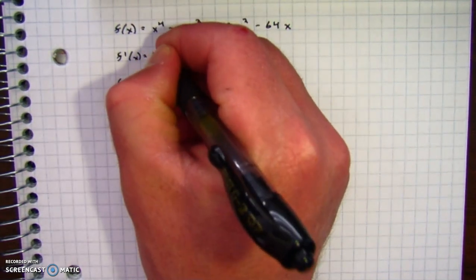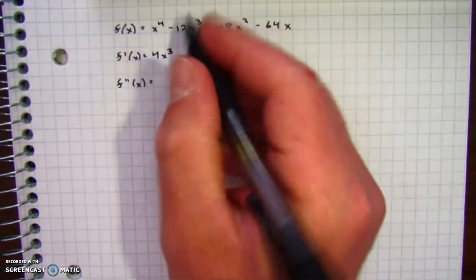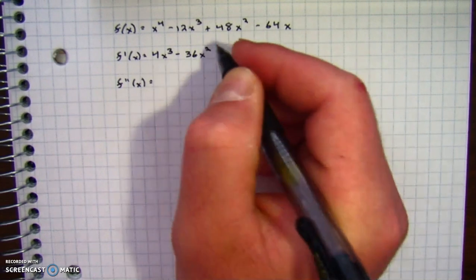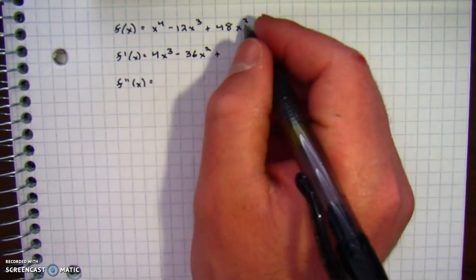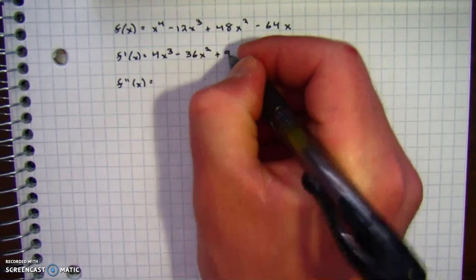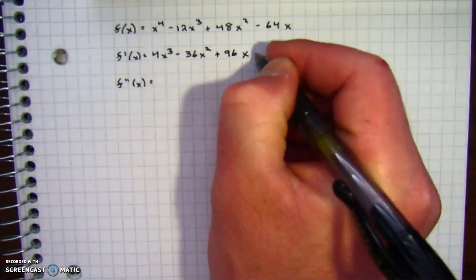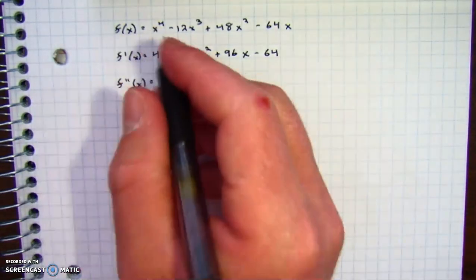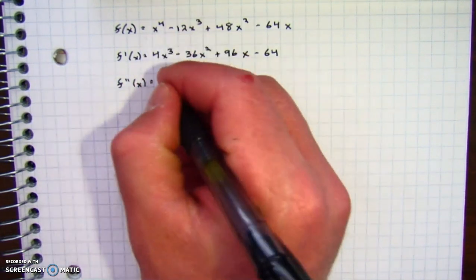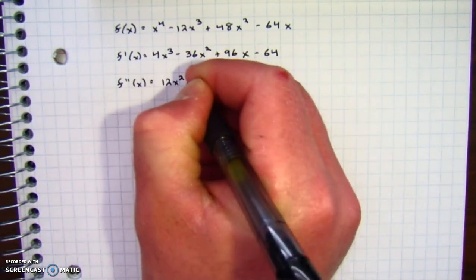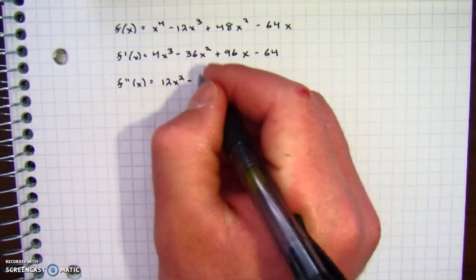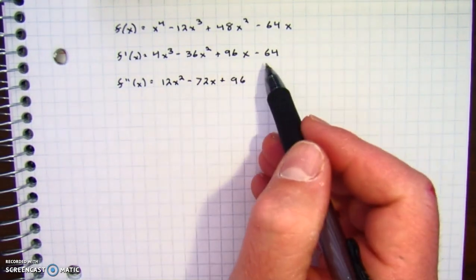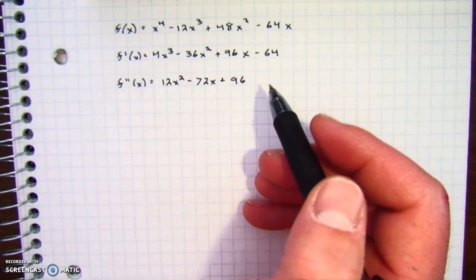So I've got 4x cubed minus 36x squared plus 2 times 48, that is 96x, minus 64 for my first derivative. And then the second derivative, I'm going to have 3 times 4, so that's 12x squared, minus 2 times 36 is 72x, plus 96, and then the derivative of 64 is just 0.